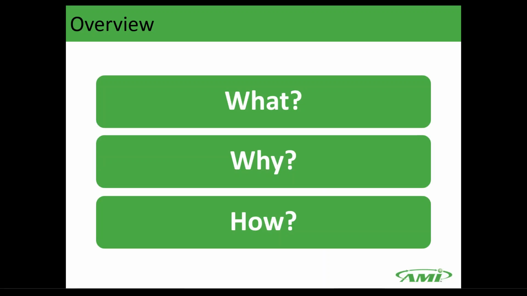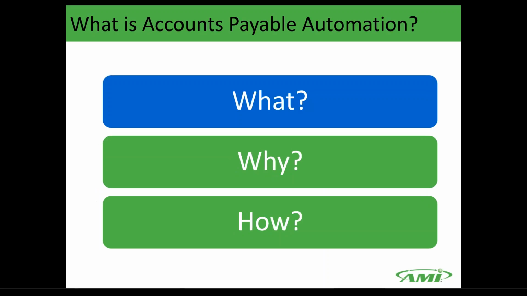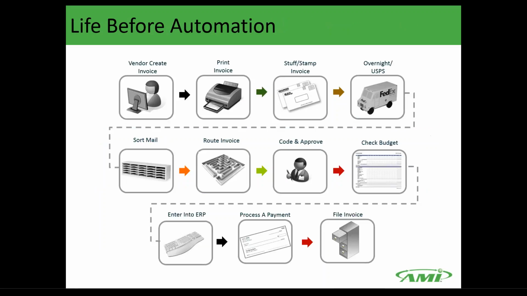So let's take a look at what exactly AP automation is, why do it, and then how to best accomplish your goals. So what is AP automation? I love this slide because it probably looks typical to you. A vendor creates an invoice, prints it, and mails it to you. Then you sort the mail, route the invoice to the right approver, and it comes back to AP, where it gets coded and approved. You check the budget, enter it into the ERP, process a payment, and then file the invoice. For 80% of the respondents, this is probably what your process looks like today.